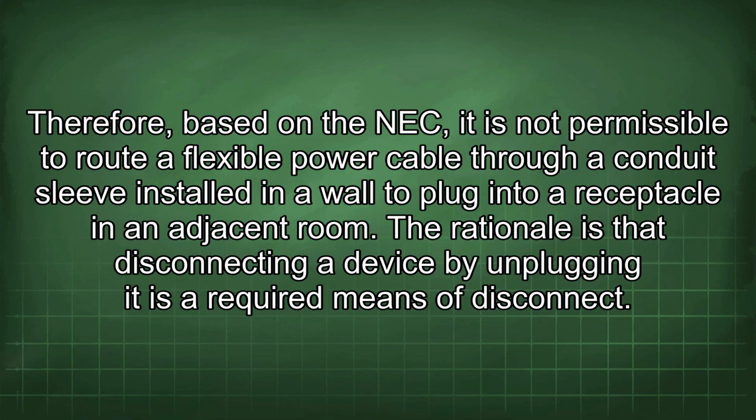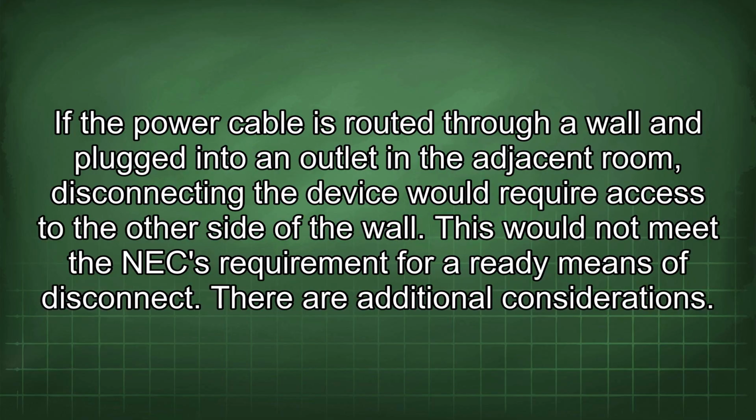The rationale is that disconnecting a device by unplugging it is a required means of disconnect. If the power cable is routed through a wall and plugged into an outlet in the adjacent room, disconnecting the device would require access to the other side of the wall. This would not meet the NEC requirement for a ready means of disconnect.